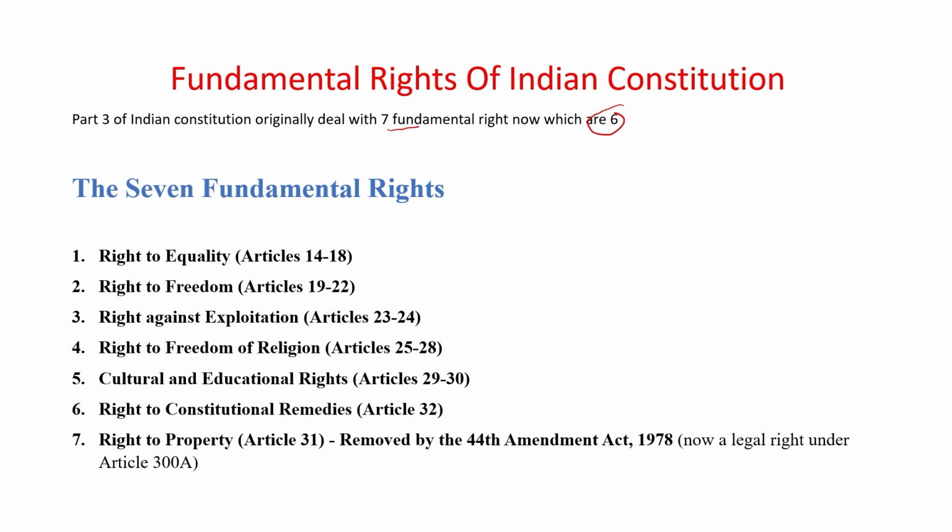So originally, we have the right to equality between Articles 14 to 18. We have the right to freedom between 19 to 22. We have the right against exploitation between 23 to 24. Right to freedom of religion, 25 to 28. Cultural and educational rights, 29 to 30. Right to constitutional remedies, Article 32. And there was also a fundamental right known as the right to property, which was explained in Article 31.